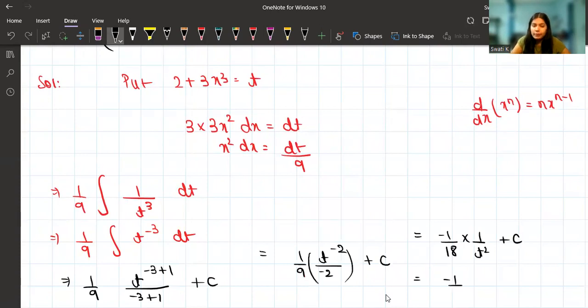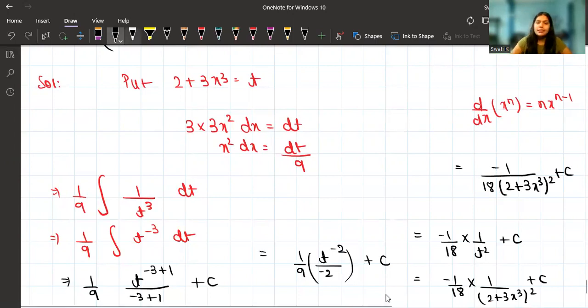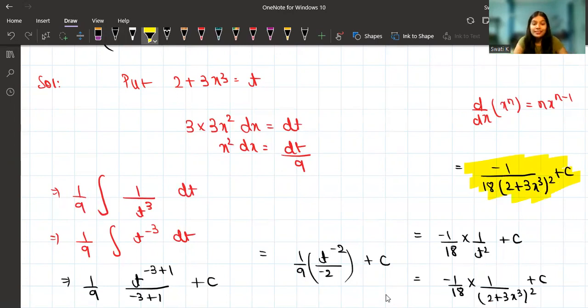Now this will become minus 1 upon 18 times t, which we have taken as 2 plus 3x cubed. So this will become 1 upon (2 plus 3x cubed) squared plus c. If you want, you can write this in the standard form by writing minus 1 upon 18 (2 plus 3x cubed) raised to 2 plus c. This is your solution. I hope you are understanding how I'm simplifying all the questions.